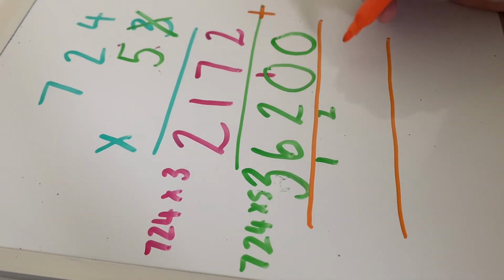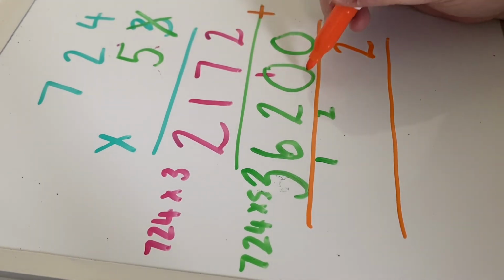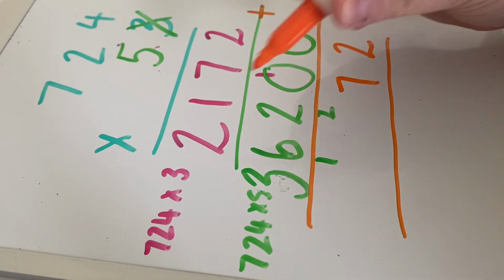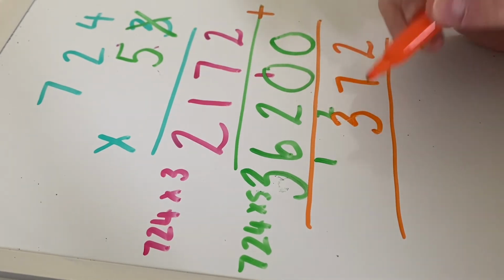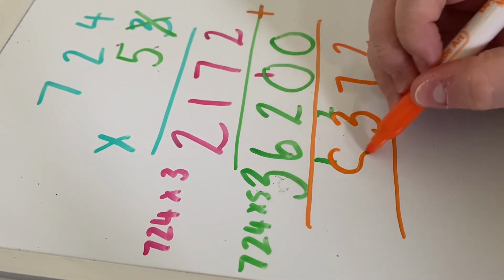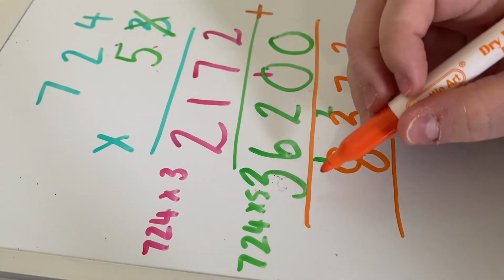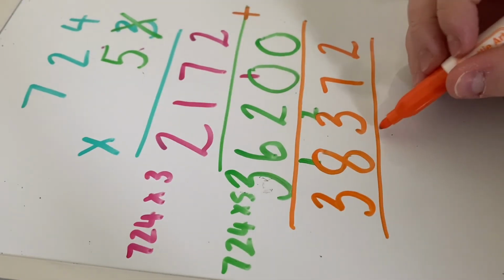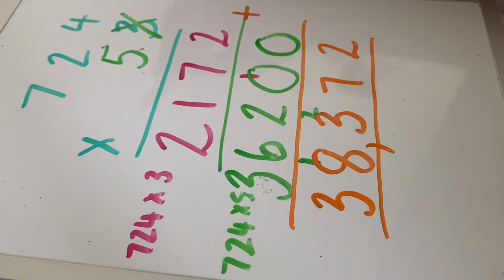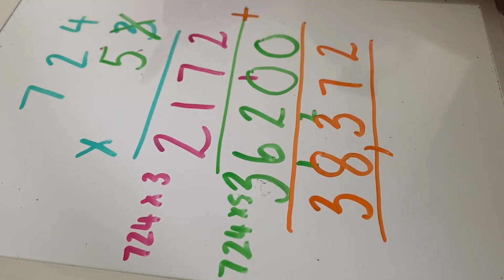2 plus 0 is 2, 7 plus 0 is 7, 1 plus 2 is 3, 2 plus 6 is 8, and 3 plus nothing else is 3. So our answer to 724 times 53 was 38,372.